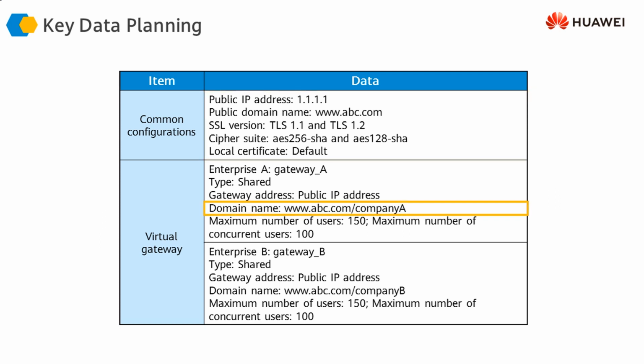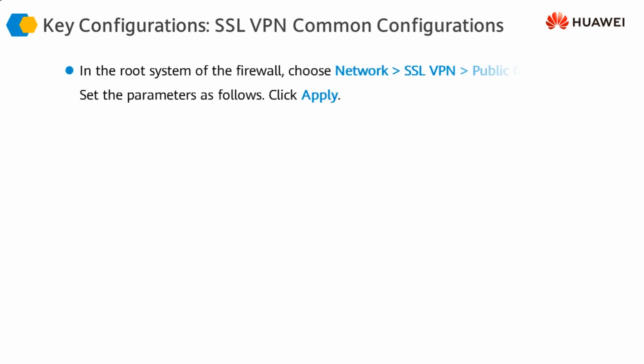For example, company A is going to be using abc.com/company A, and company B is going to be using the same shared domain name followed by their subdomain name, and then a few other parameters which are fairly simple and self-explanatory, which we are going to be configuring on the different virtual gateways. So let's take a look at this configuration.